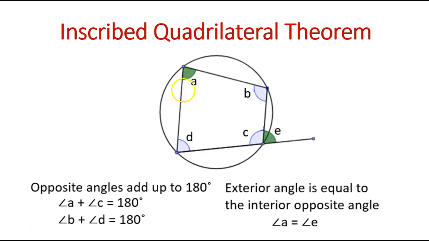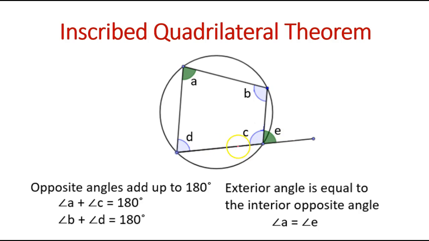And when any quadrilateral is inscribed in a circle, whether it is a rectangle, a square, a parallelogram, or a trapezoid, as long as it has four sides, the opposite angles are supplementary. It means they add up to 180. So angle A plus angle C will be 180. Angle D plus angle B will be 180.